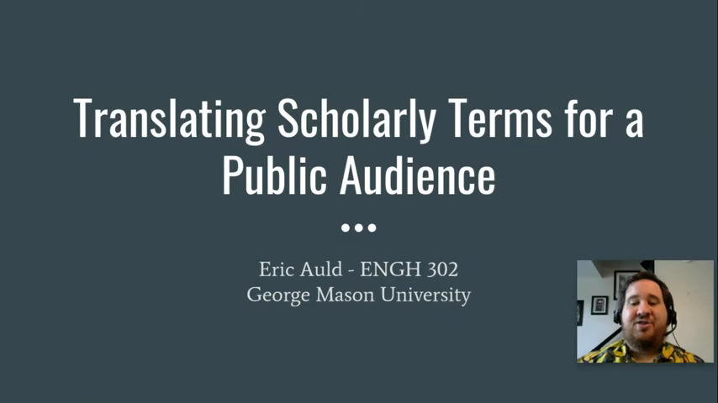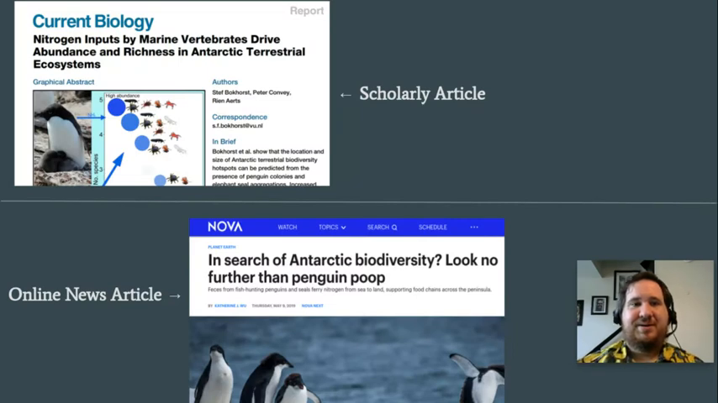Well, I thought we would look at two of my favorite articles. One is scholarly and one is a public news article, just to see how they compare. And it's talking about the same information. In this case, it's a study on penguin poop. So here we have this scholarly article with this very scholarly title: Nitrogen inputs by marine vertebrates drive abundance and richness in Antarctic terrestrial ecosystems.